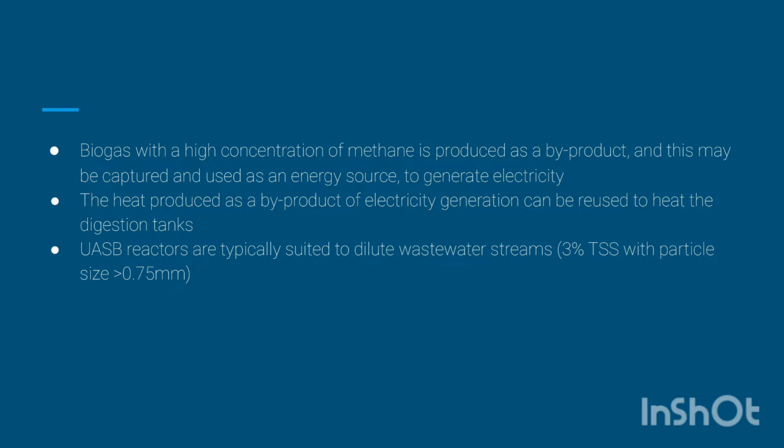The upward flow combined with the settling action of gravity suspends the blanket. These microorganisms in the tank attack the organic matter present in the wastewater and thus digest it. Eventually the aggregates form into dense compact biofilms, which are referred to as granules, and another byproduct is biogas with a higher concentration of methane, which can be captured and used as an energy source to generate electricity. The heat produced as a byproduct of electricity generation can be reused to heat the digestion tanks.